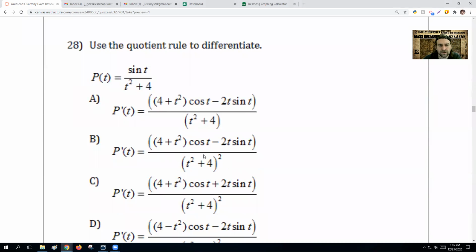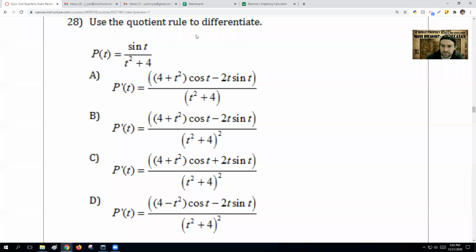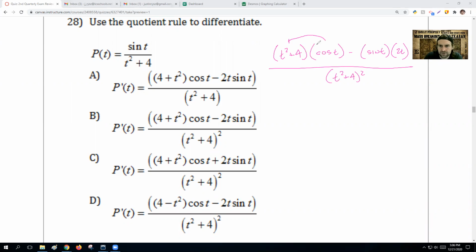All right, use the quotient rule. So another low D high minus high D low. Let's get it started. So we got low, which is t squared plus 4. D high, derivative of sine is cosine. And then minus high, sine of t, D low, which would be 2t, and then all over low is just t squared plus 4 squared. All right, we'll distribute the cosine here, and we get t squared cosine t plus 4 cosine t, and then minus 2t sine of t, and then all over low.